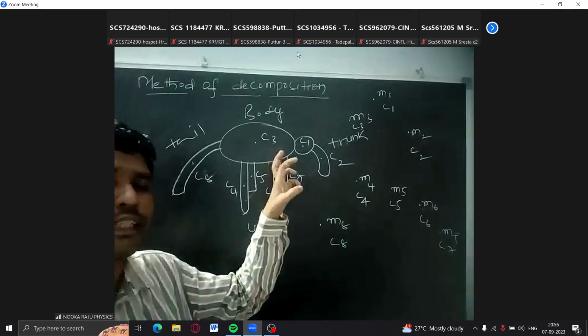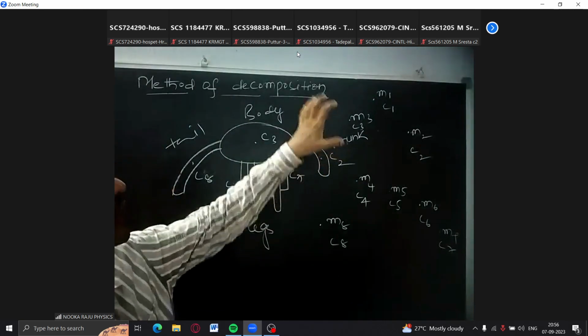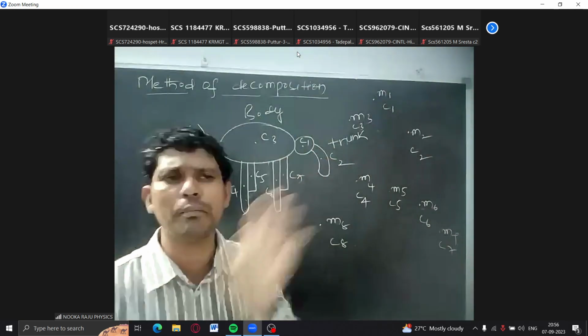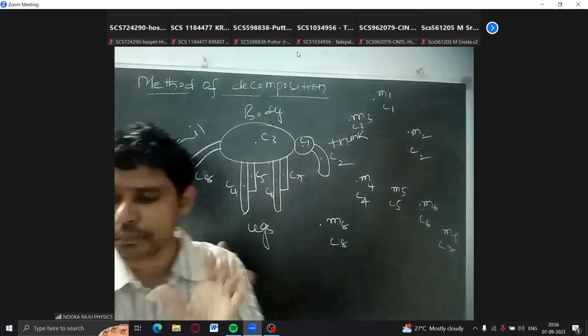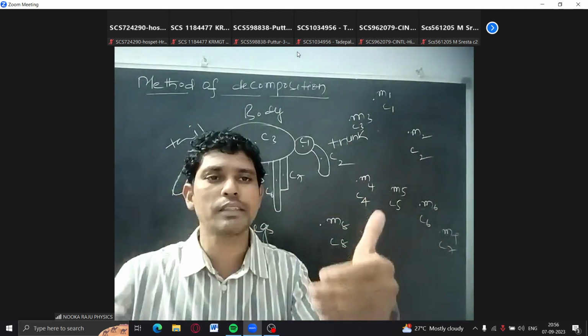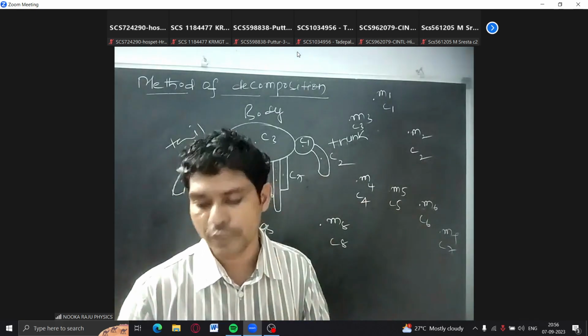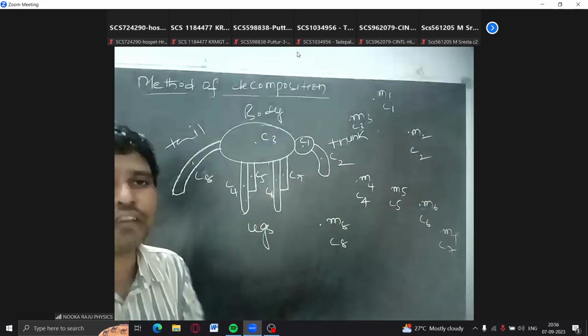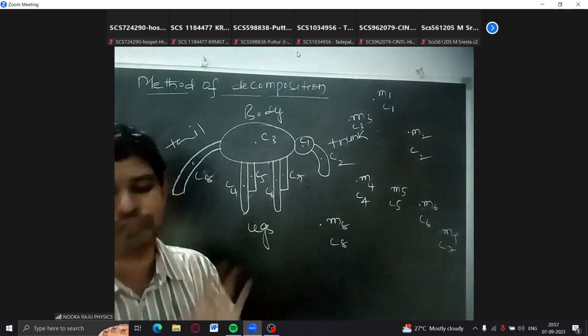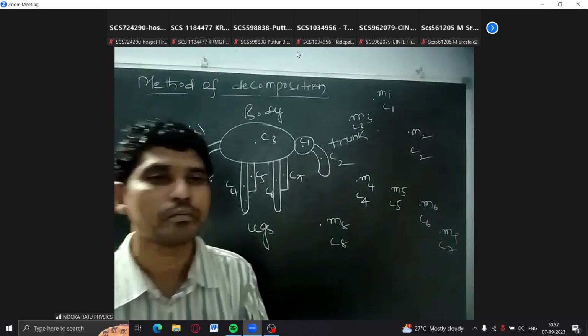Initially, let us understand the decomposition method. Simply remember, the decomposition method is nothing but dividing into parts, and then finding the center of mass of any body, whatever it may be, uniform or non-uniform. Right?